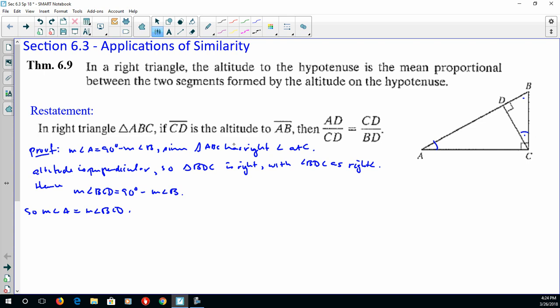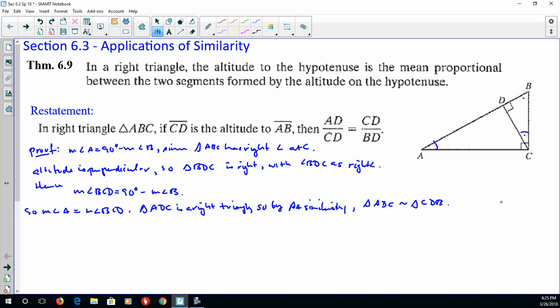Okay, well, we had something about similar right triangles, didn't we? Triangle ADC is a right triangle. And since I have one acute angle of triangle ADC congruent to an acute angle of another right triangle, what was the name of that theorem? Well, it's by AA. Okay, triangle ADC is similar to triangle CDB.